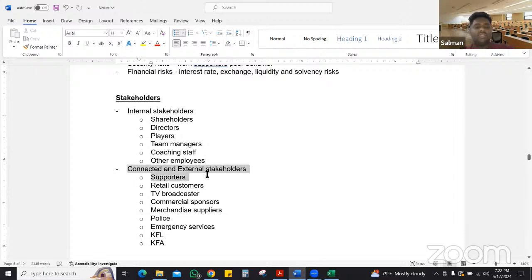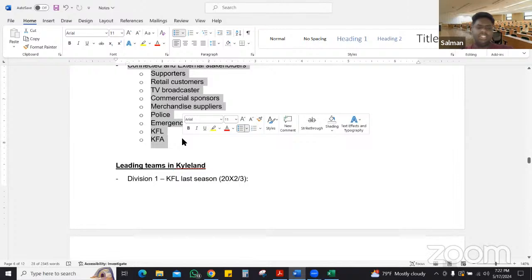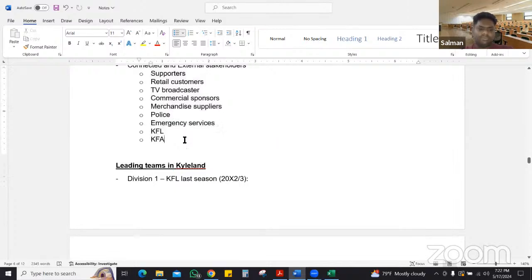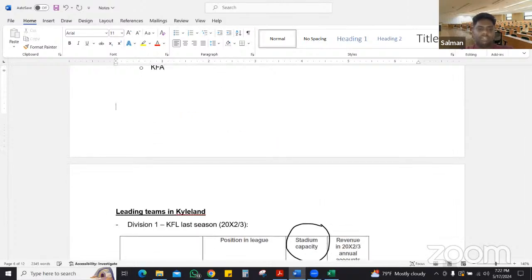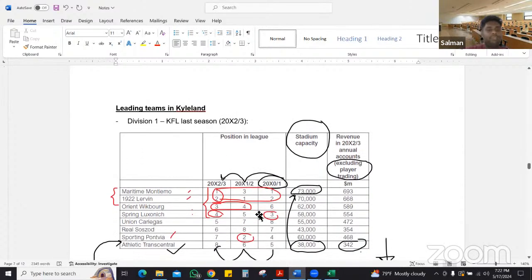Connected and external stakeholders: we have supporters, retail customers, TV broadcasters, sponsors, merchandise sellers, the police, security, emergency services, the Highland Football League, the Football Association. All of these are connected or external stakeholders. Right. Next is the leading teams in the country of Highland.